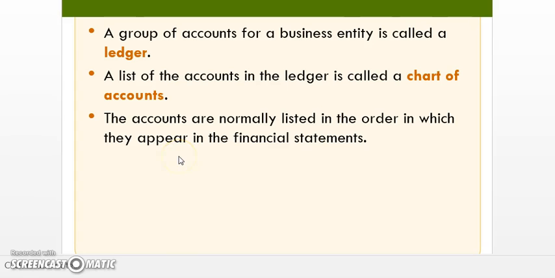So for each account, we'll have a T account, and a collection of all the T accounts is referred to as the chart of accounts. We will have accounts for our assets, our liabilities, our equity, our revenue, and our expenses.